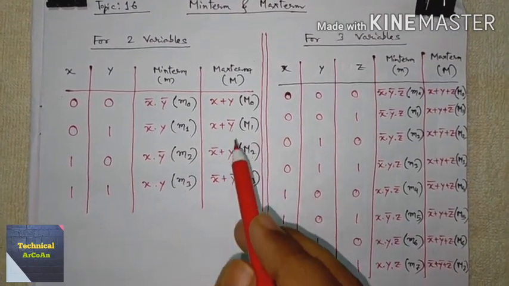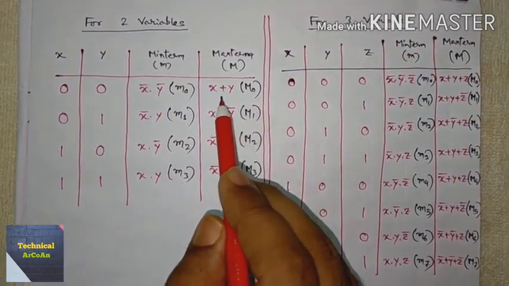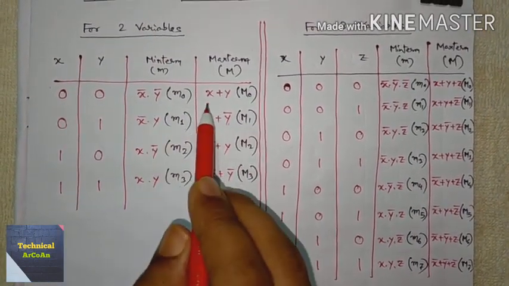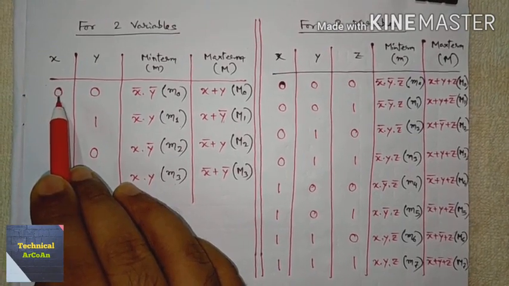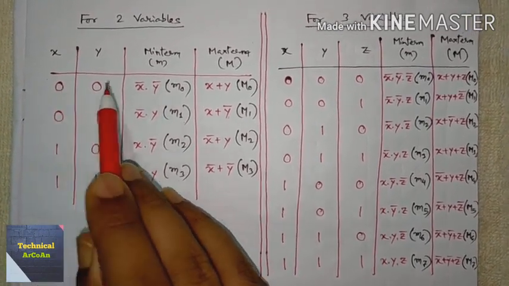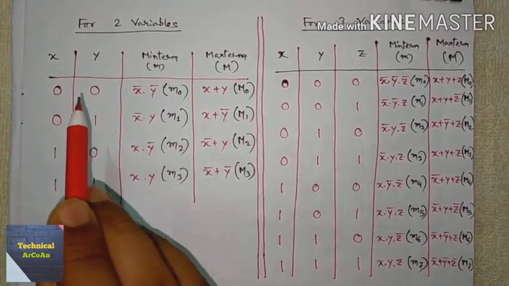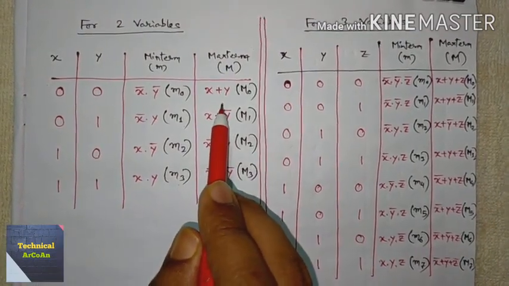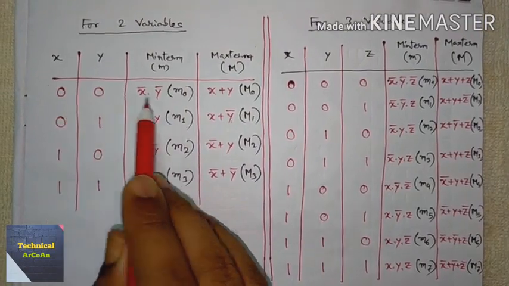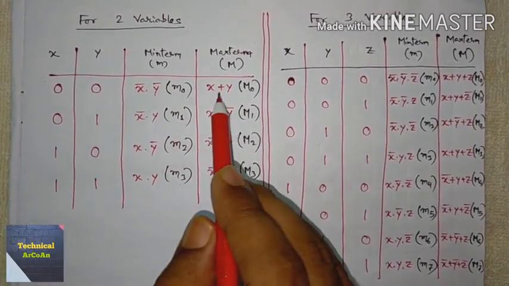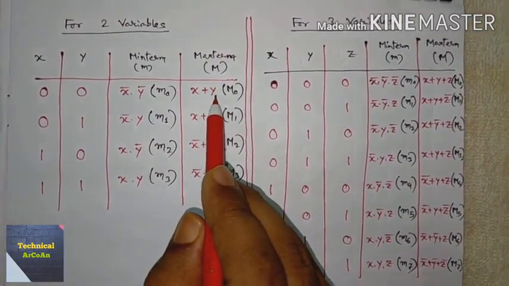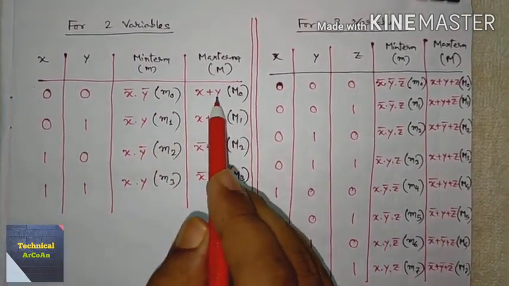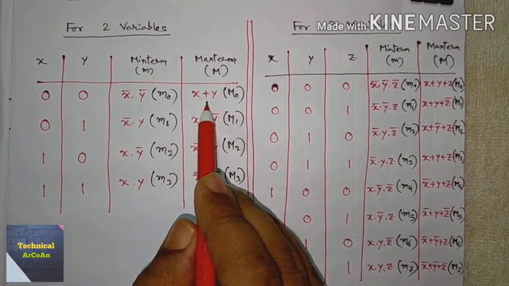Now the same thing for the max term, but in reverse order actually. In the max term, what happens? The rule says that when the variable value is 0, then the variable is normal, and when the variable value is 1, then it is complement. And a max term is a sum term. So for the first combination 0 0, what will be the max term? x plus y. Why? x is 0, that's why it's normal. y is 0, that's why it's normal, and it is a sum term, that's why plus.